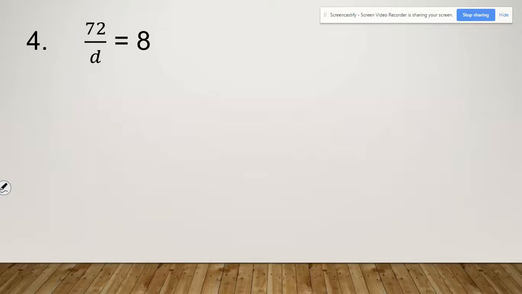We have 72 divided by d equals 8. Hopefully, you can figure this out in your head without needing a calculator. You think about, well, what number do you divide 72 by to get 8? Okay? Hopefully, you know the answer already in your head. Let me show you the math though. If I want to get d by itself, I might start by multiplying both sides by d.